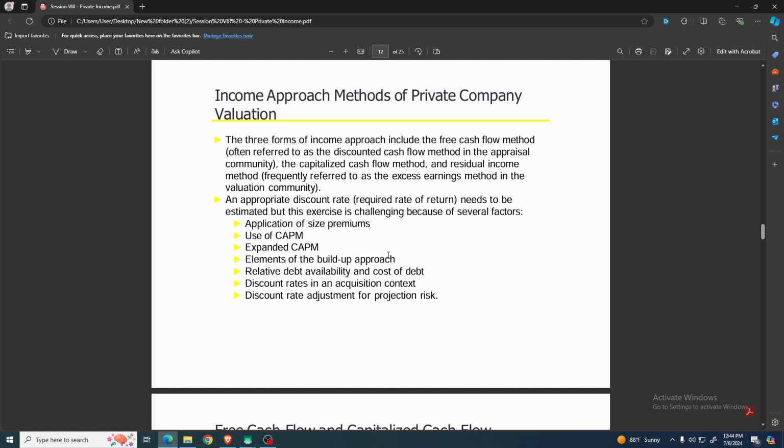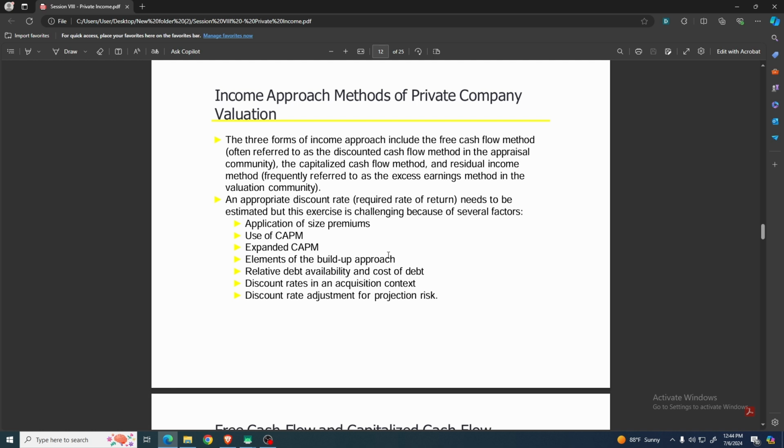So the first one is going to be the application of size premiums. Small companies typically carry higher risk compared to larger companies. This can be reflected in the discount rate by adding a size premium associated with the company's overall size, and then using the CAPM model, the capital asset pricing model.